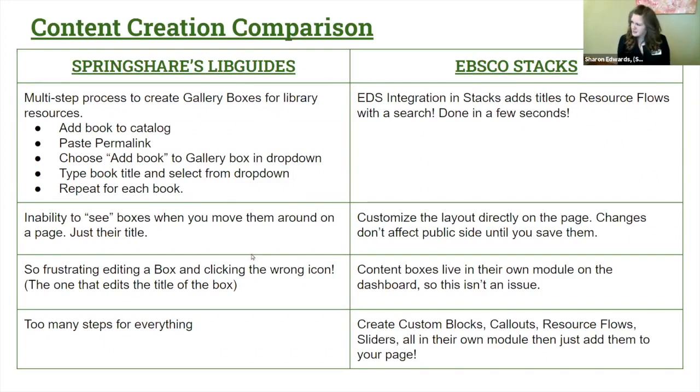You can't see the boxes when you move them around on LibGuides, if you're familiar with it. You're just dragging the names around. But customizing the layout in Stacks is really easy. And I just feel like there are too many steps for everything in LibGuides. Creating the custom blocks and the call outs and the resource flows, they're all, like I said, in their own little module, and then you just add them to a page.